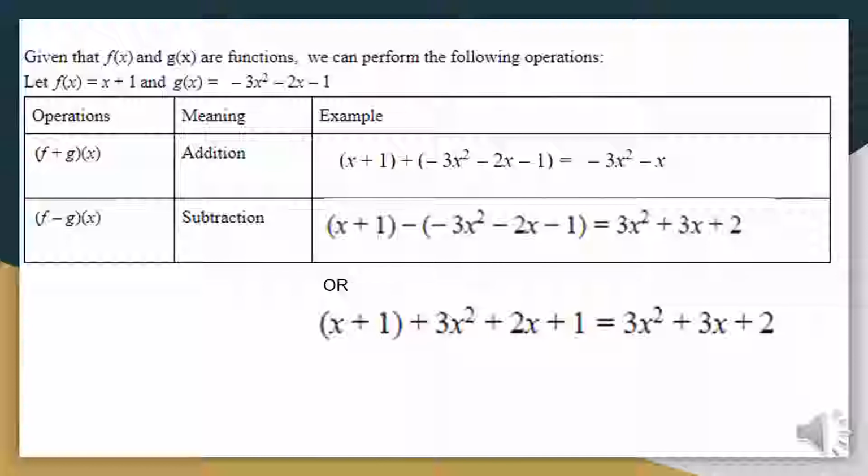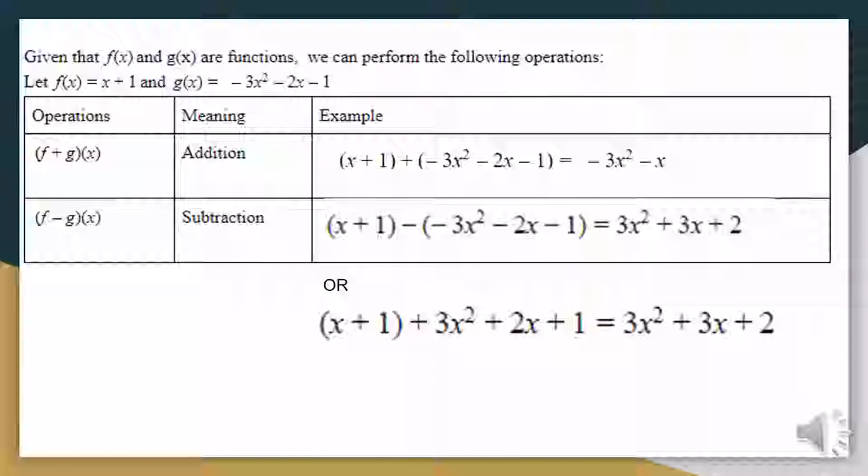Our like terms are still the same. So again, we have that invisible 0 being paired with the negative 3x squared. So our first term would be 0 minus negative 3x squared. In other words, 0 plus 3x squared, which is just 3x squared. We have 1x minus negative 2x, which is the same thing as 1x plus 2x. So that's our 3x. And then we have 1 minus negative 1, which is 2.